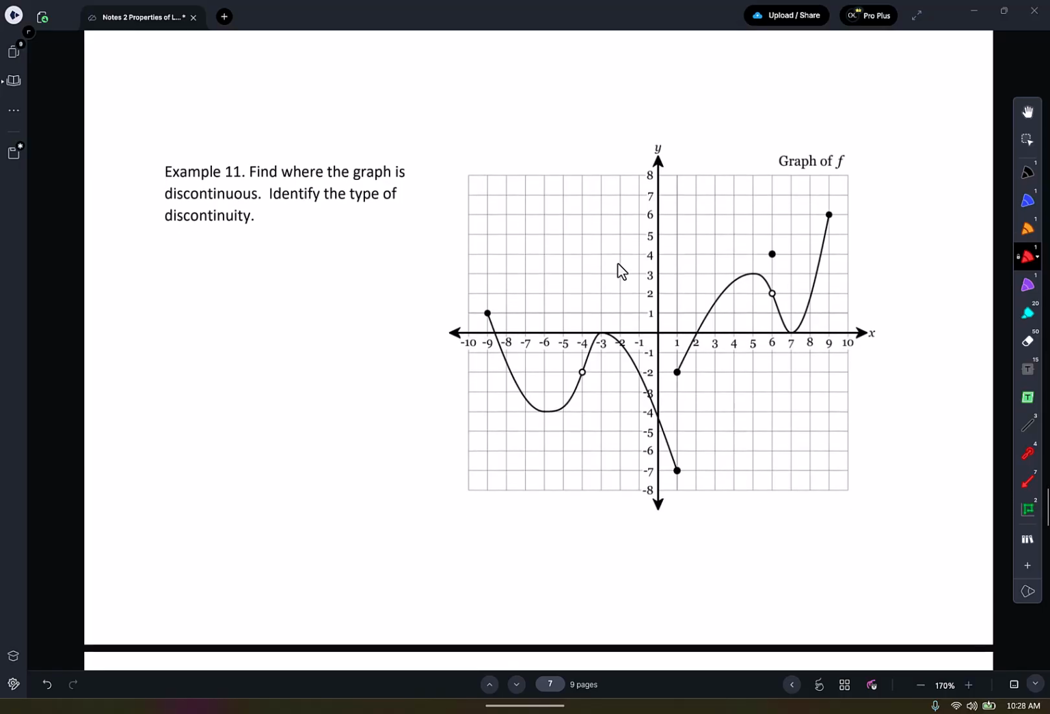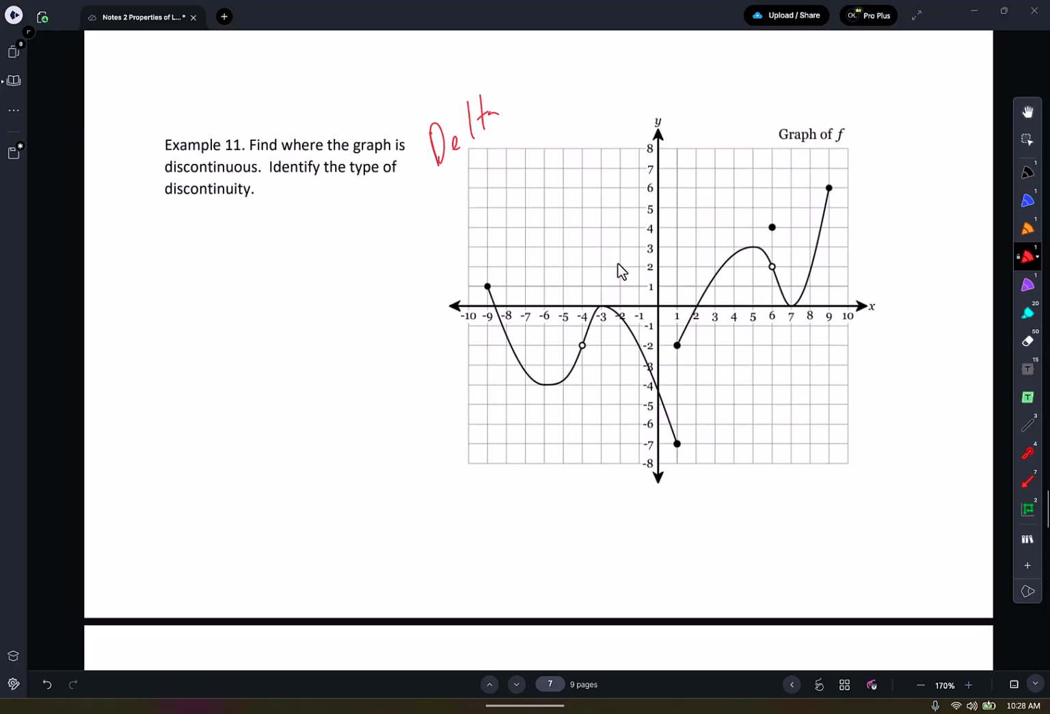All right. Find where the graph is discontinuous. Okay, this is from Delta. Where's the graph discontinuous? Tell me all the x values. -4. All right, guys, focus. 1 and 6. Between -4, 1, and 6, it says identify the type of discontinuity. At -4, what is that? That's a hole, so we're going to say removable discontinuity.